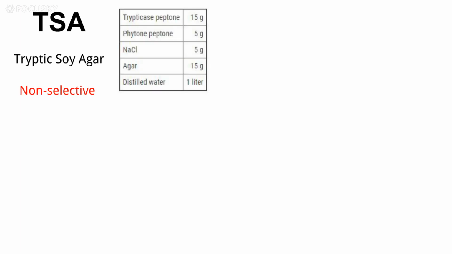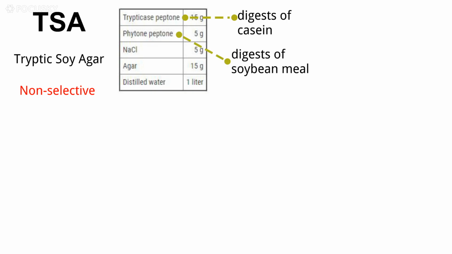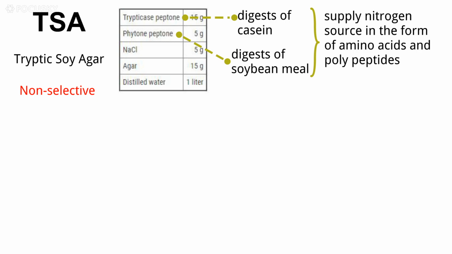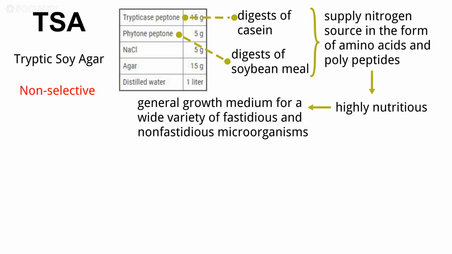TSA stands for tryptic soy agar. It is non-selective. This medium contains digests of casein and soybean meal that could supply nitrogen source in the form of amino acids and polypeptides. Therefore, this medium is highly nutritious and is good for growing a wide variety of fastidious and non-fastidious microorganisms.